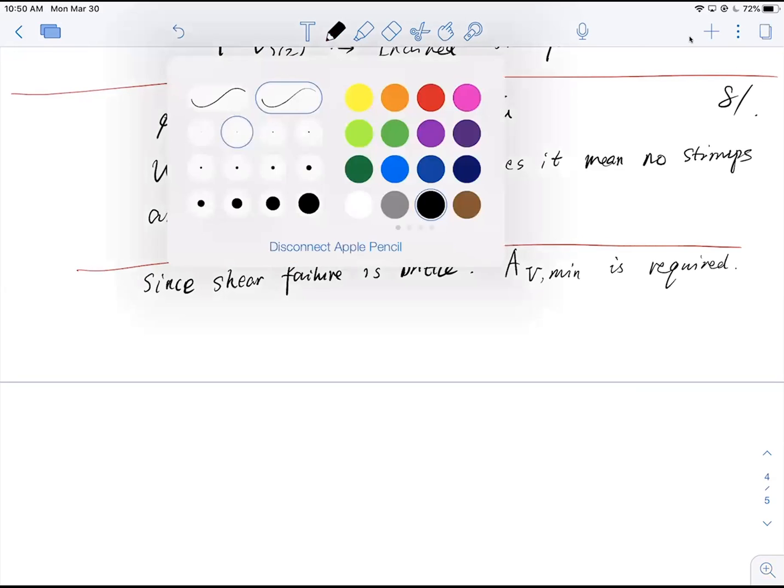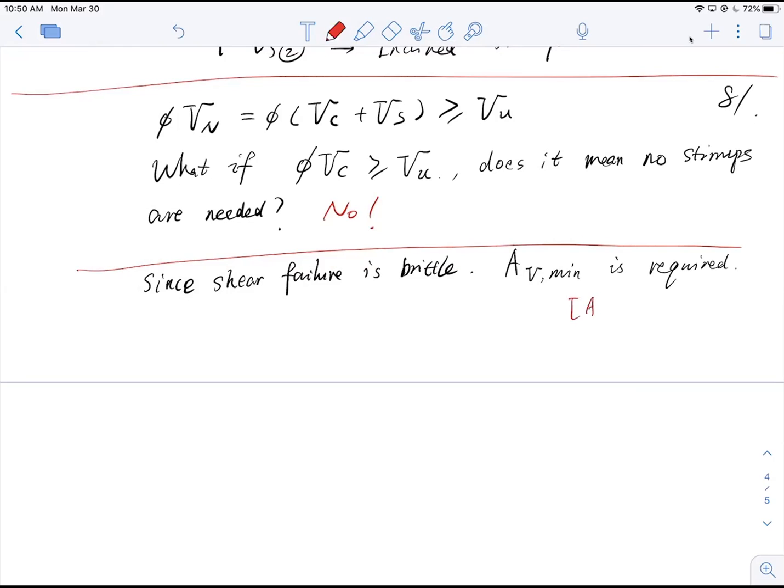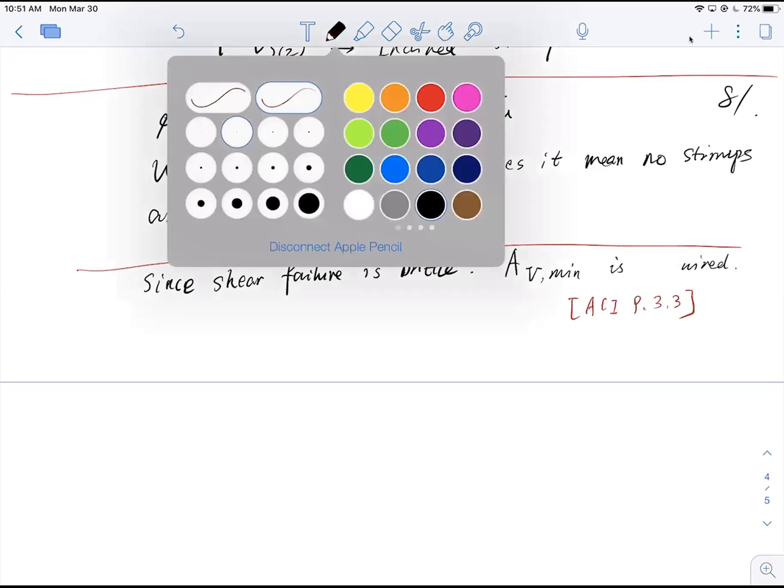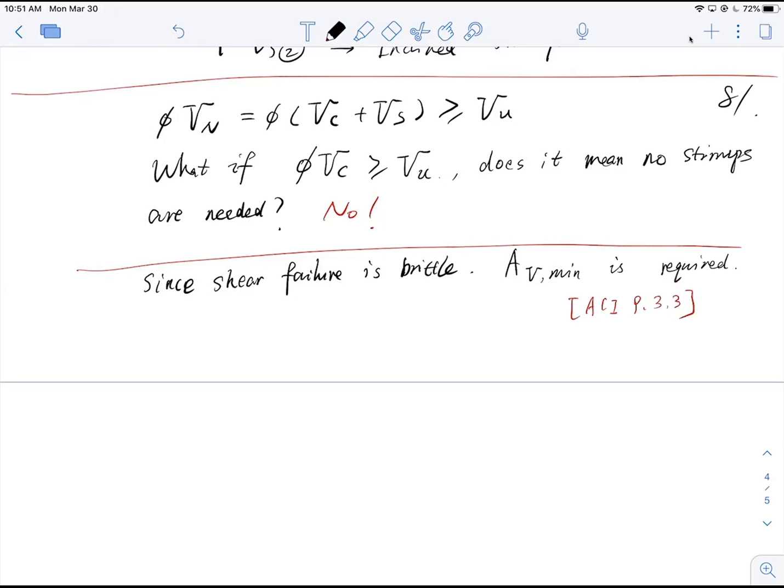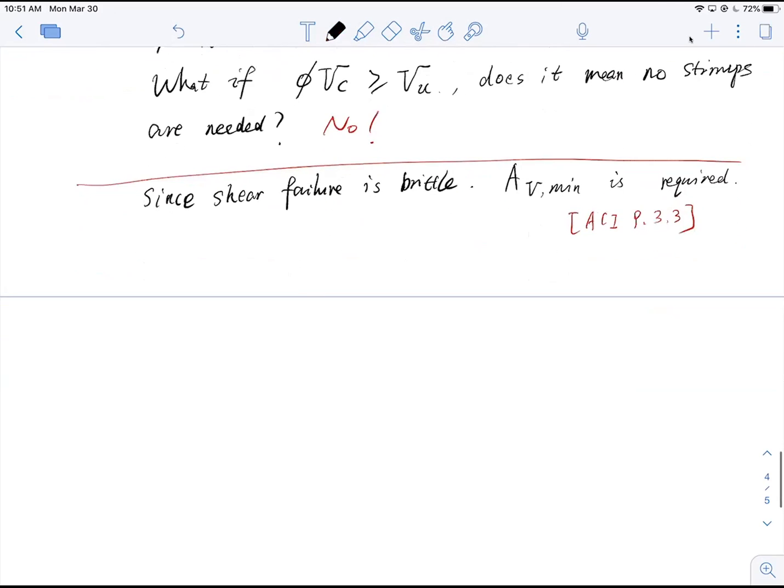And now you can find this from ACI 9.6.3. Oh, sorry. Pardon me, I'm still trying to get familiar with this. Av min is required.